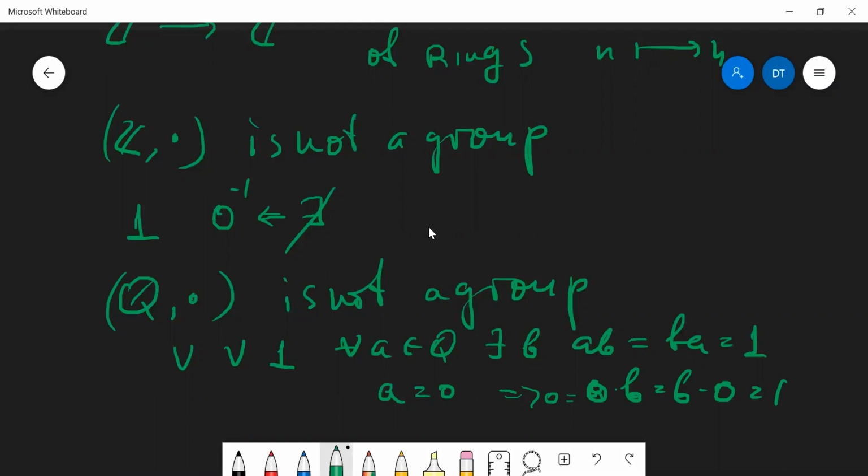So this makes it clear. That's why you don't have to specify which operation is addition and which one is multiplication, because there is only one operation satisfying the required property. Only one of them could be addition.